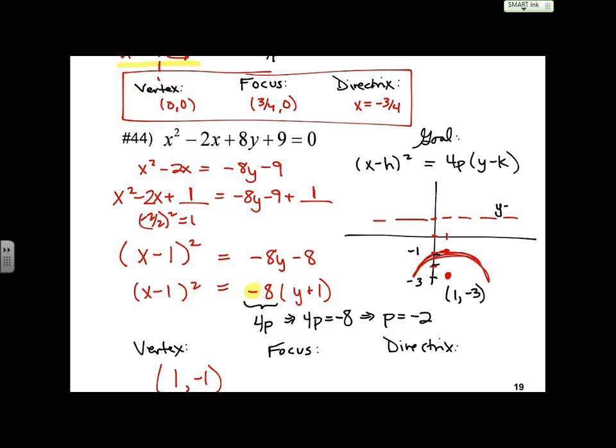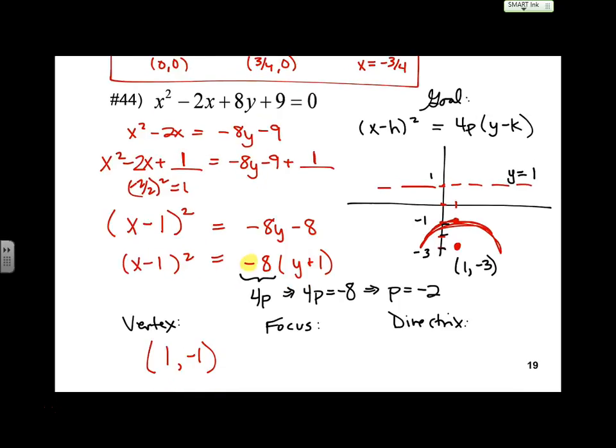Y is equal to? Positive 1. That's a positive one. Oh dear. Maybe we should memorize some formulas. Anyways, so we end up with our final answers of 1, negative 3, y equals 1.